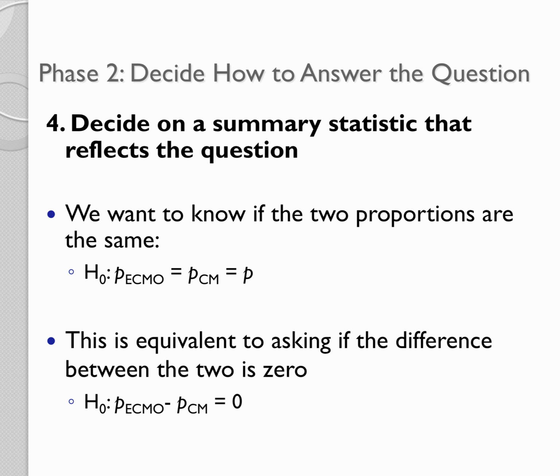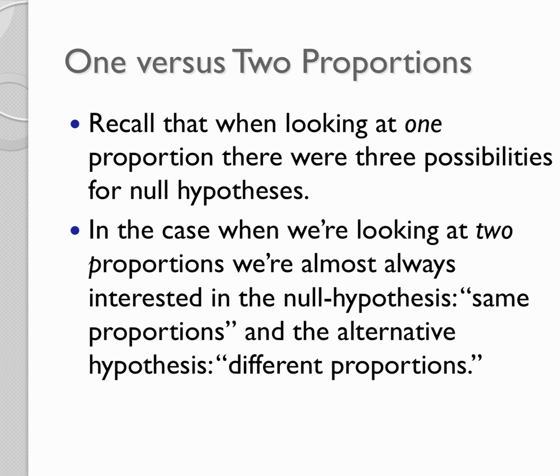That brings us to phase 2, decide how to answer our question. So we know we have a null hypothesis of ECMO equaling CM, but you can actually just ask if the difference between them is 0. This makes our statistical test quite easy. So when you look at one proportion, we had 3 possibilities. In our case, we're looking at 2 proportions, and we're asking, is it the same proportion or are they different proportions?